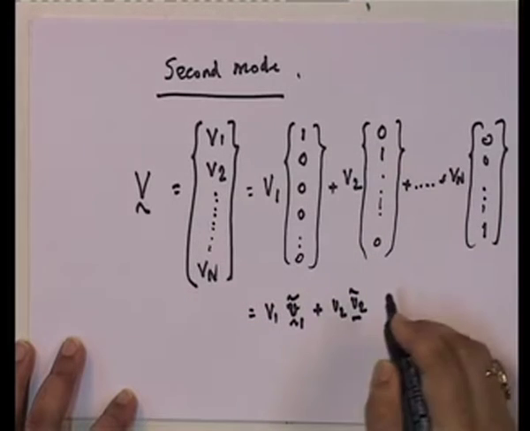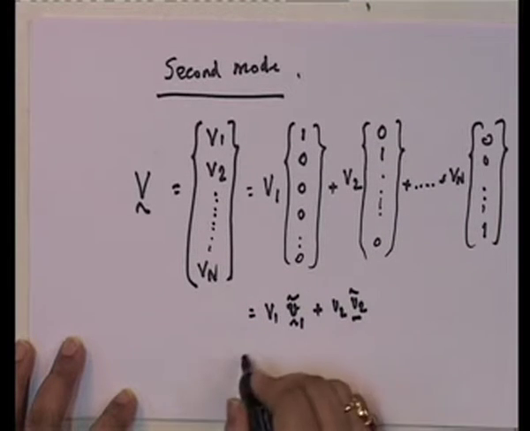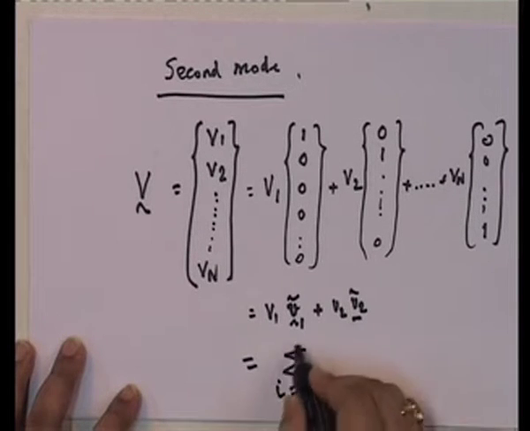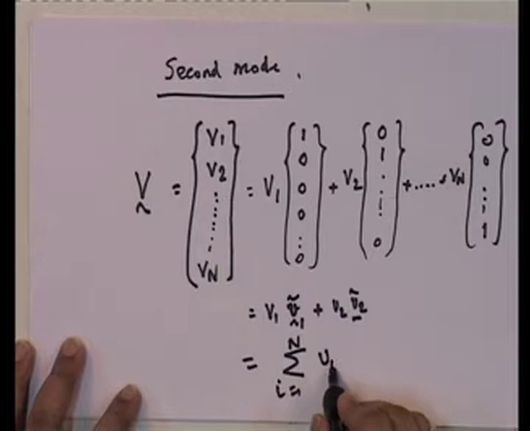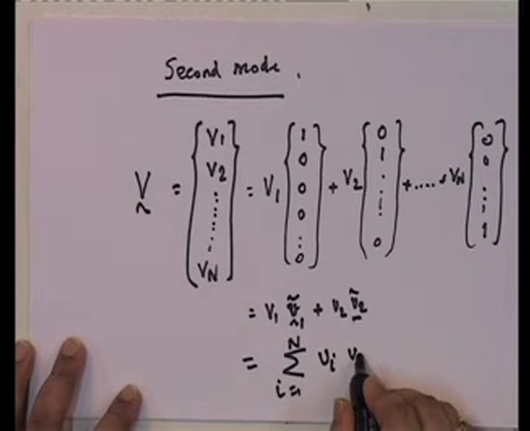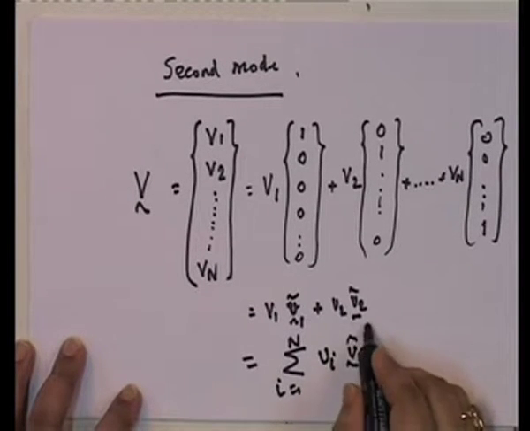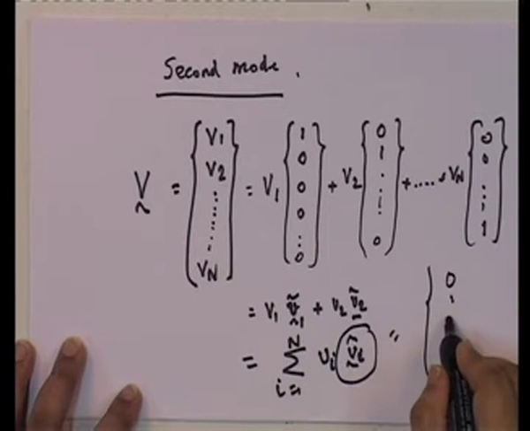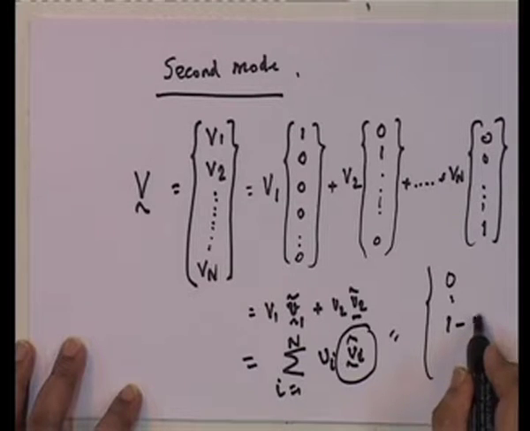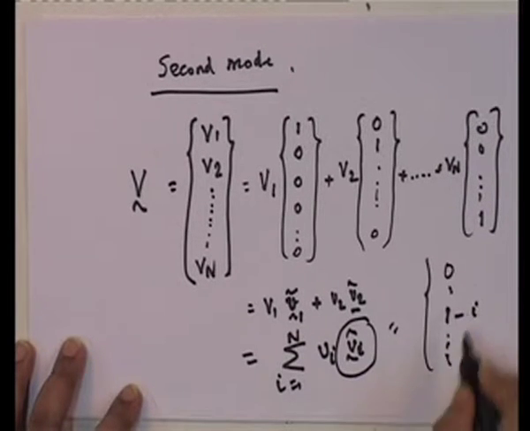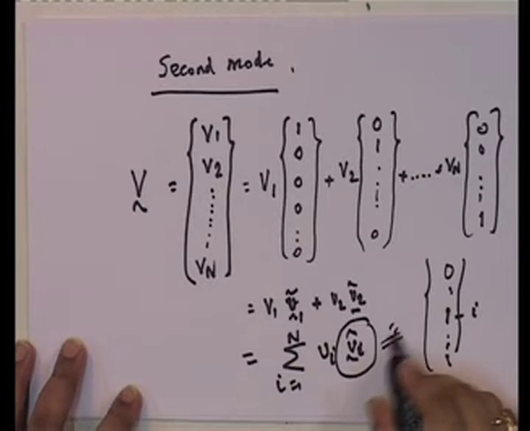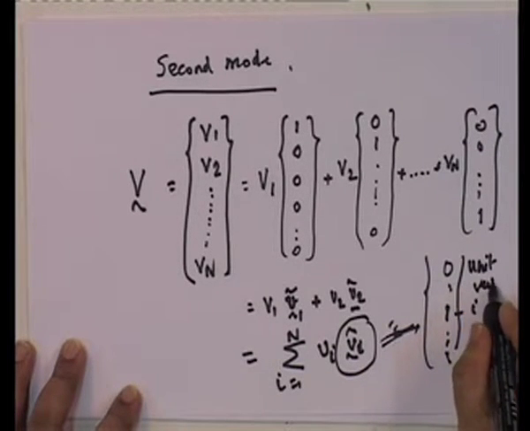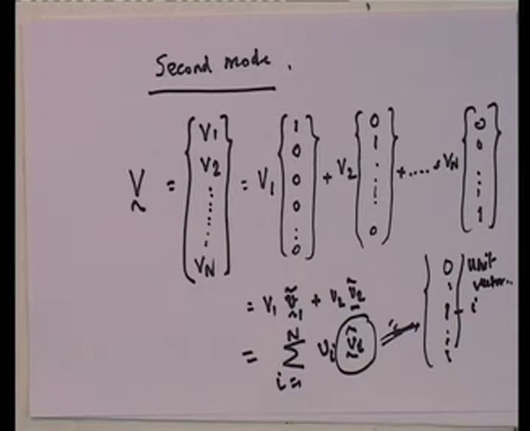This is a unit vector. So, this can then obviously be written as the summation, i going from 1 to n, of V i into the unit vector where the ith entry is 1 and everything else is 0. That is what this is. This is a unit vector. Okay, so we can write it.